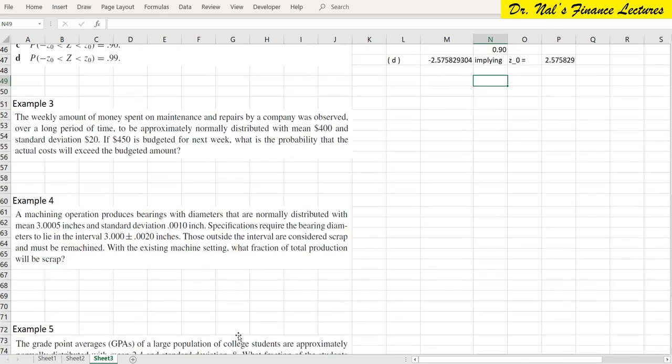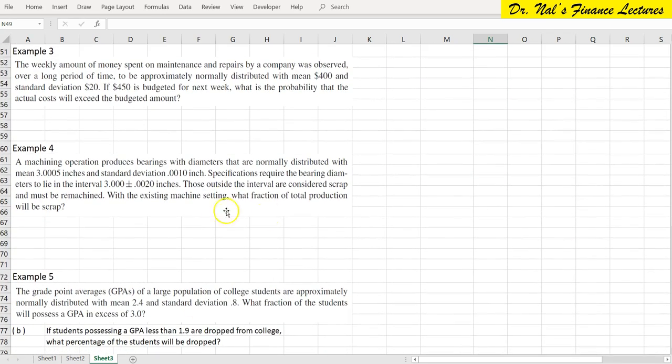All right, now 3 problems in practice. How do you use all this? After all this abstraction, it's time to solve some actual problems. So 3 of them will really make us understand the logic. The weekly amount of money spent on maintenance and repairs by a company was observed over a long period of time to be approximately normally distributed, with mean $400 and standard deviation 20.